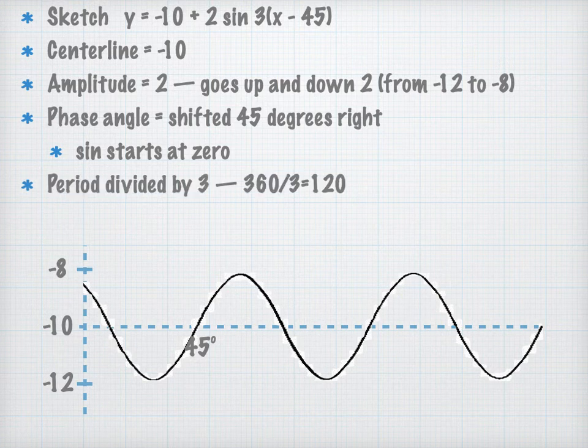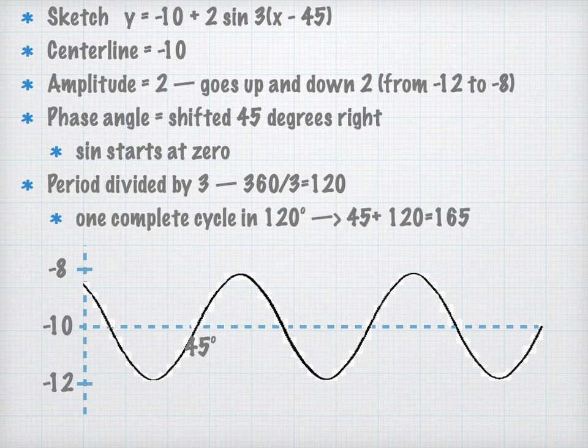Now, the period is divided by 3. You notice the 3 in front of the parenthesis, in front of the x. That tells us what we're dividing our period by. This is going 3 times as fast as normal, so instead of taking 360 degrees, it only takes 120 degrees. So the period is 120 degrees. One complete cycle will take 120 degrees.